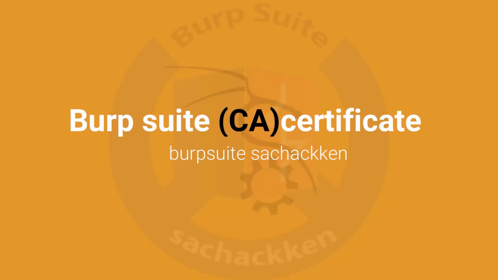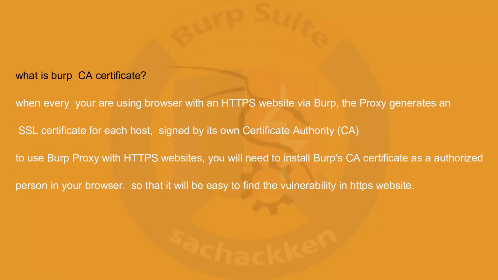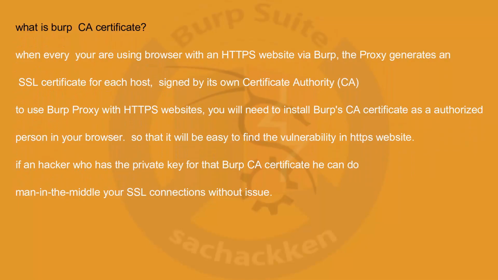In this video, you are going to learn how to attach the Burp CA certificate. What is the Burp CA certificate? Whenever you are using a browser with an HTTPS website via Burp, the proxy generates an SSL certificate for each host, assigned by its own certificate authority. To use the Burp proxy with an HTTPS website, you need to install the Burp CA certificate as an authorized certificate in your browser, so that it will be easy to find vulnerabilities in HTTPS websites.